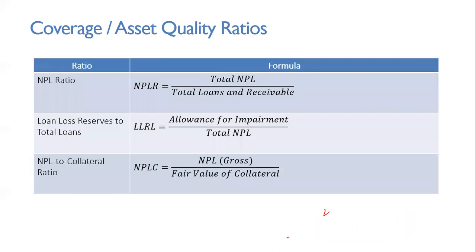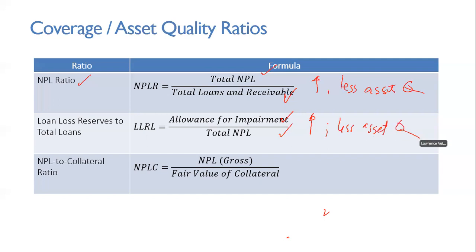So these are some ratios that indicate asset quality. So first is the NPL ratio. Total NPL or non-performing loans over total loans and advances or loans and receivable. Okay, so of course, the higher this percentage is, the less is the asset quality. Next is loan loss reserves ratio. So allowance for impairment over total NPL. The higher, the less asset quality.